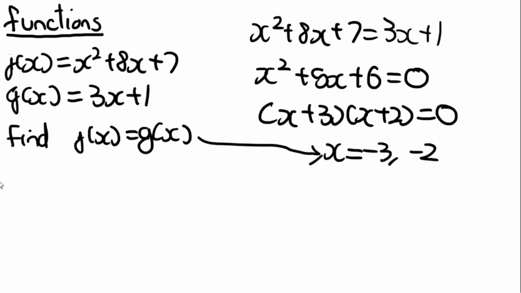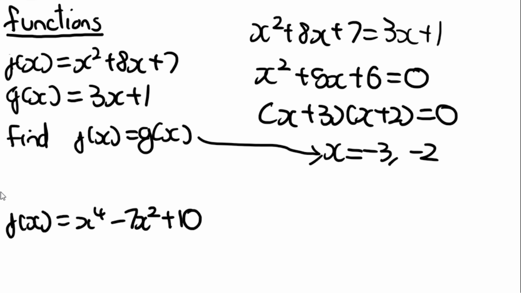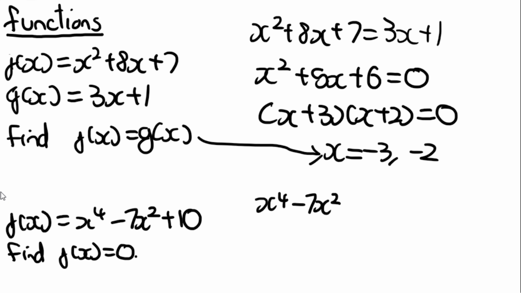They could also throw a question at you where they could say something like f of x is equal to x to the power of 4 minus 7x squared plus 10. Find f of x equal to 0. So what that is saying, obviously, is that they want you to find when x to the power of 4 minus 7x squared plus 10 is equal to 0. Now at first this looks quite scary because this isn't really a quadratic, this is a kind of a quartic in a way. However, you can make an easy substitution.